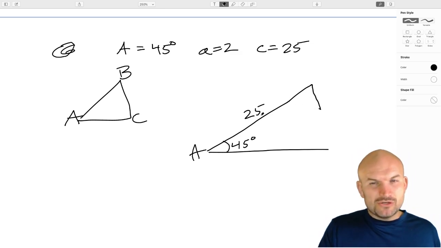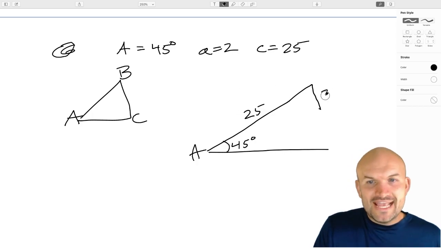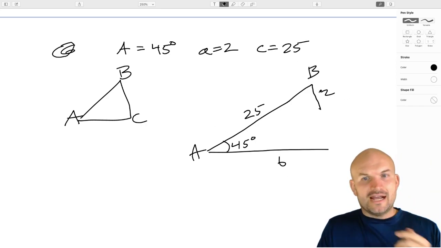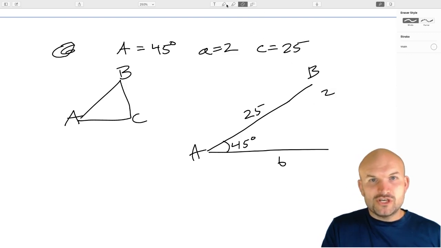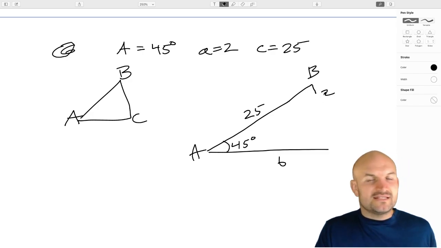Now if a is only 2, let's pretend this is somewhat to scale. If a is only 2, here would be B. I don't know how big B is. I only have angle-side-side. Now I know this is not to scale. This is actually even worse than to scale. If B was 2, I mean, it's probably going to be smaller than that.